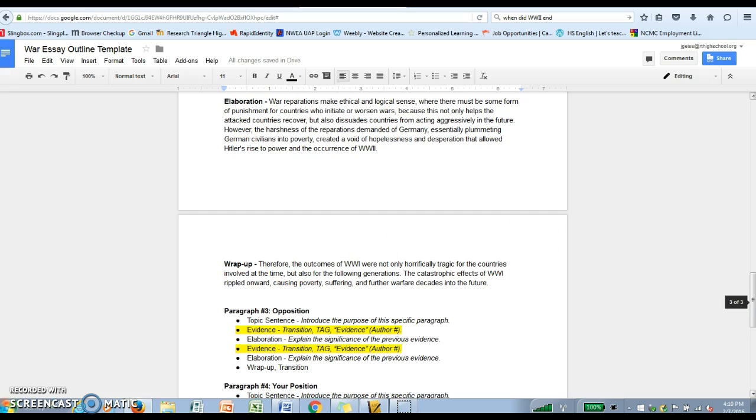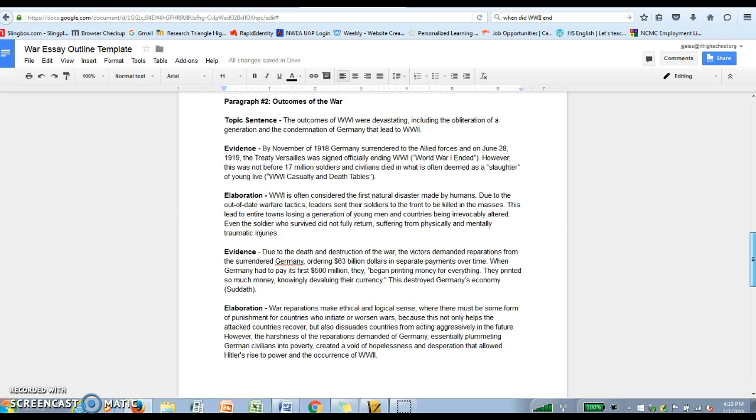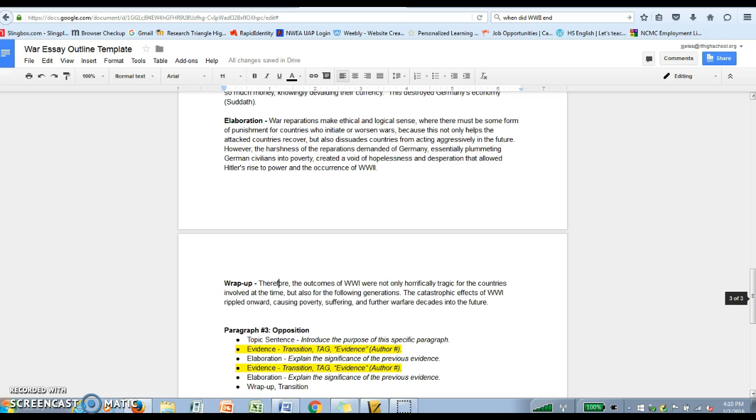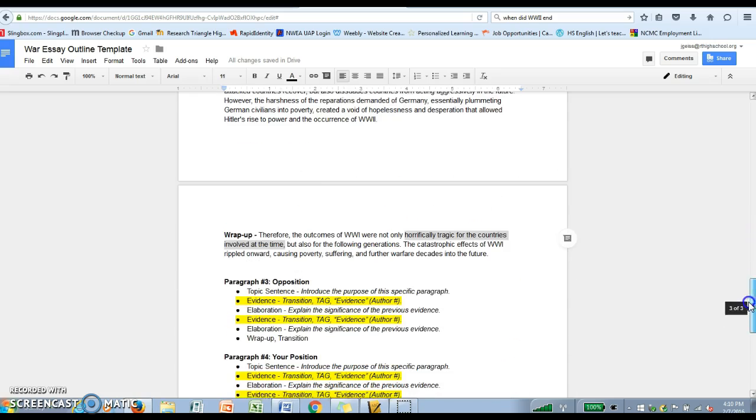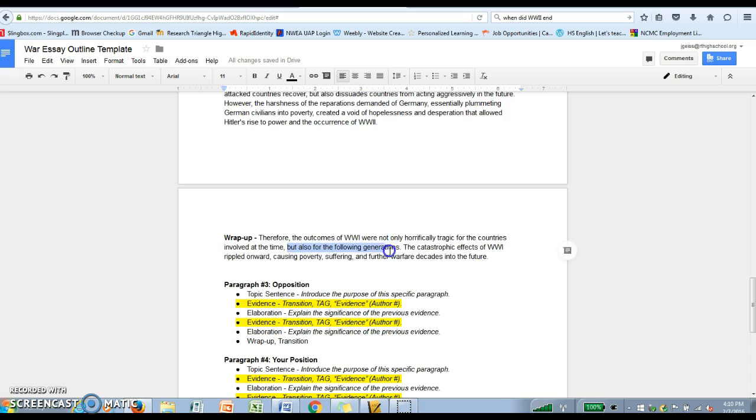So, here, we address our two pieces of evidence. And we do it not directly, but it is implied. So it says the outcomes of World War I were horrifically tragic for the countries at the time. This references our first piece of evidence. Then it says, but also for the following generations, which references our second piece of evidence. Then it makes a concluding statement about how terrible all of this is. And this will nicely transition to when we talk about our opposition and then our own position.